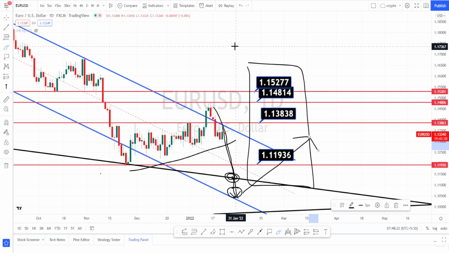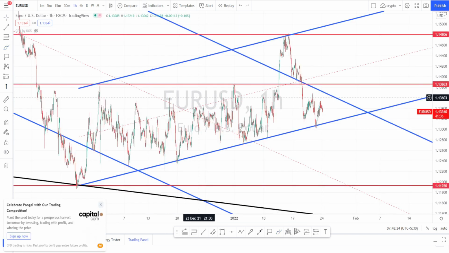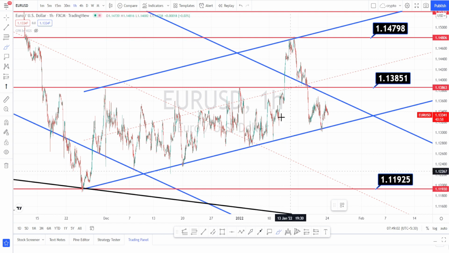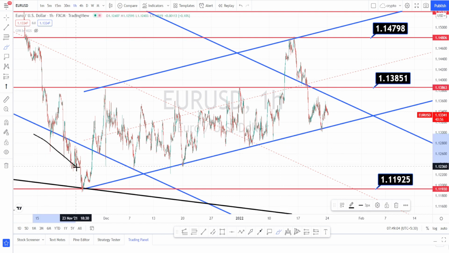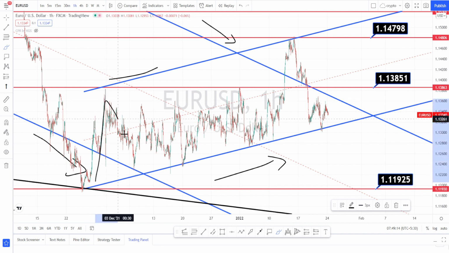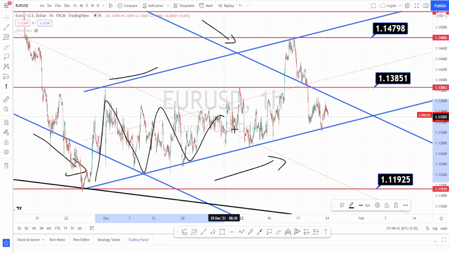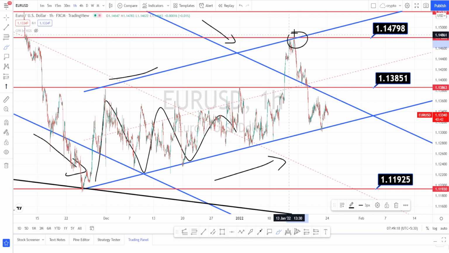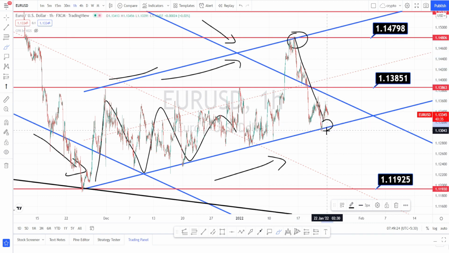Let us do the analysis in hourly time frame. I am in hourly time frame now. The price action in daily time frame is trading within a bearish channel pattern, and I have drawn a bullish channel pattern, and current price action is trading within this bullish channel pattern. It has tested the resistance line of the bullish channel pattern and it is in a retracement, and it has tested also the support line of the bullish channel pattern.